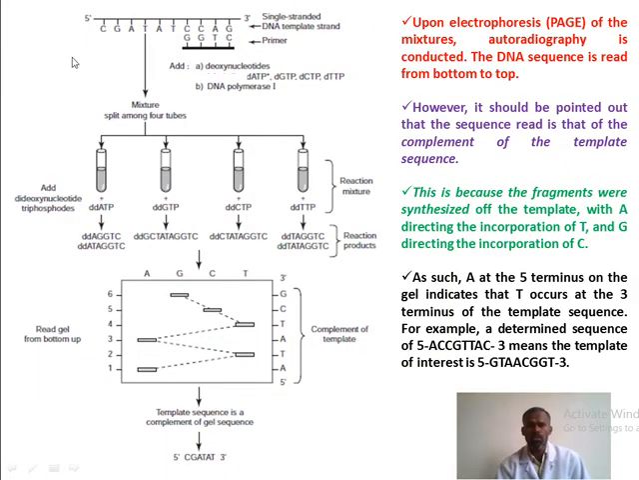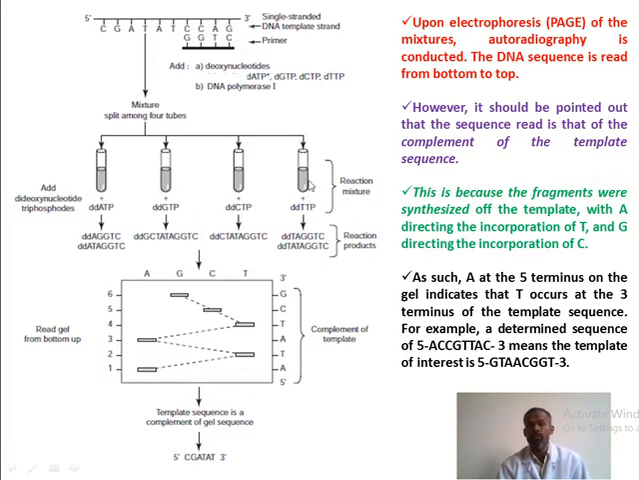So how can we proceed? For example, this is a sample of DNA of which we don't know the sequence. Now we are going to find out the sequence by this method. For this we need a small primer, deoxynucleotides, and DNA polymerase. We mix all of this together and divide it into 4 tubes.